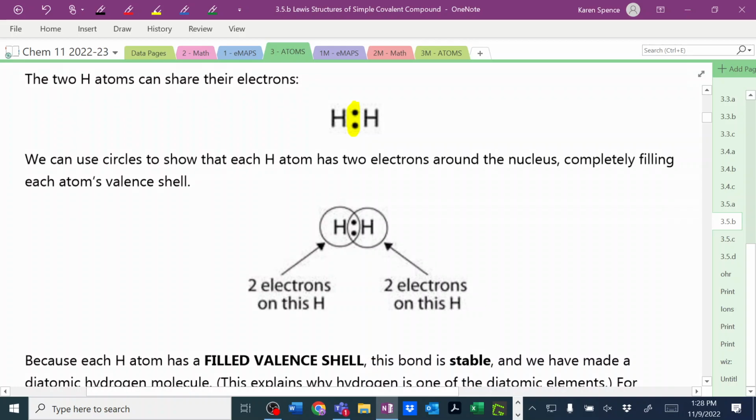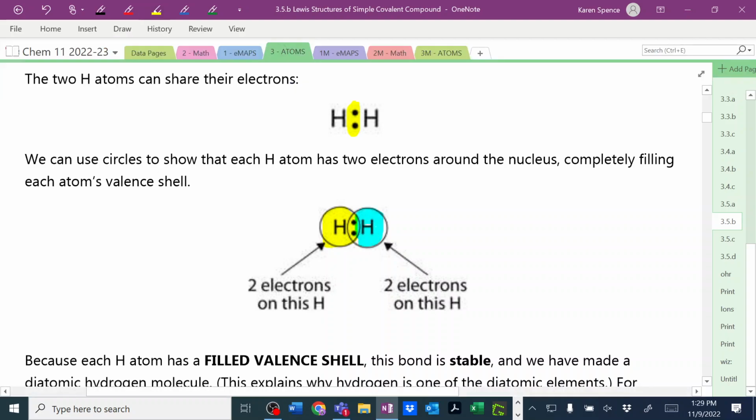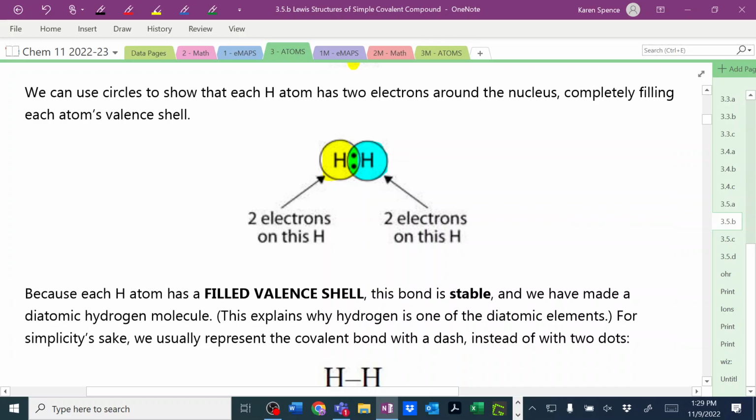We can use circles to show that those 2 electrons belong to each hydrogen. Yes? We can say, oh, look, this hydrogen here has those 2 electrons. And this hydrogen on the right also has those 2 electrons. I really just wanted to make that green color in the middle because I thought that was fun. Okay, so there's 2 electrons on the hydrogen on the left. There's 2 electrons on the hydrogen on the right. That fills up that first shell and everybody is happy.